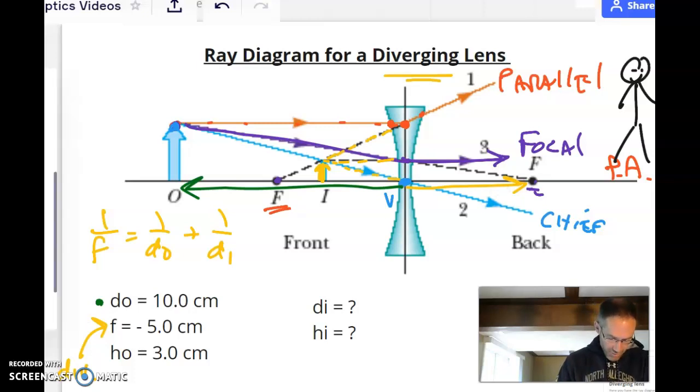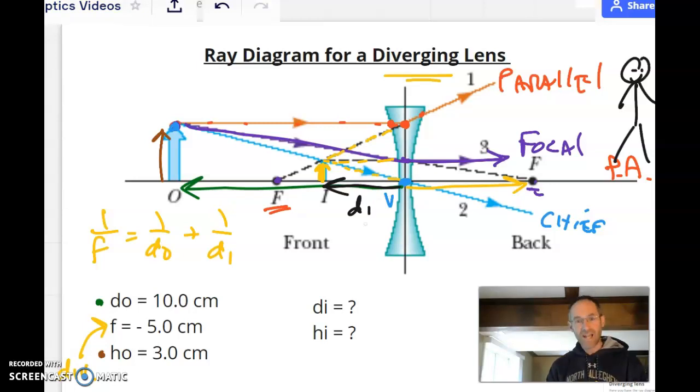The HO is the 3, and so this is the 3 centimeters right there. There's the HO. And now what about the DI? Well, the DI is this distance right here in the picture. There's a DI, and it's on the other side of the lens than the observer. And so I know that's going to be a negative something. We'll see what it comes out to.